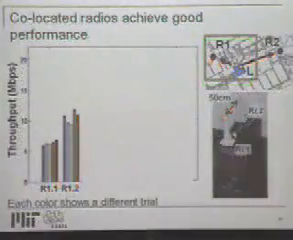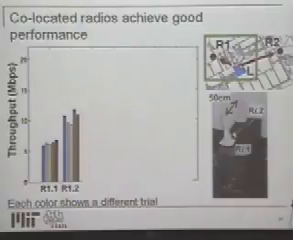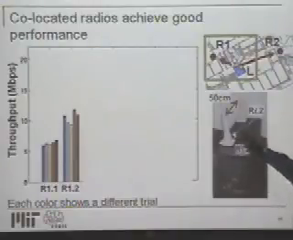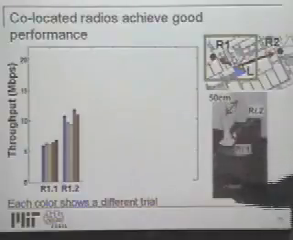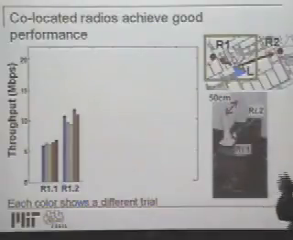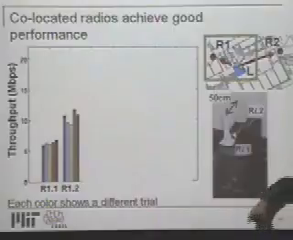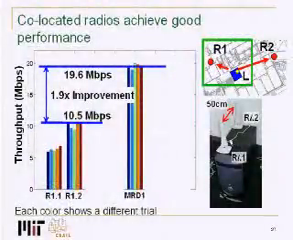So we repeated the same experiments. The first set of results shows just the individual transmission cases. R1.1 and R1.2 are the two different radios co-located at R1, and these are the single-path transmission schemes. The surprising thing here is that even though these radios are only spaced 50 centimeters apart, the throughputs are very different.